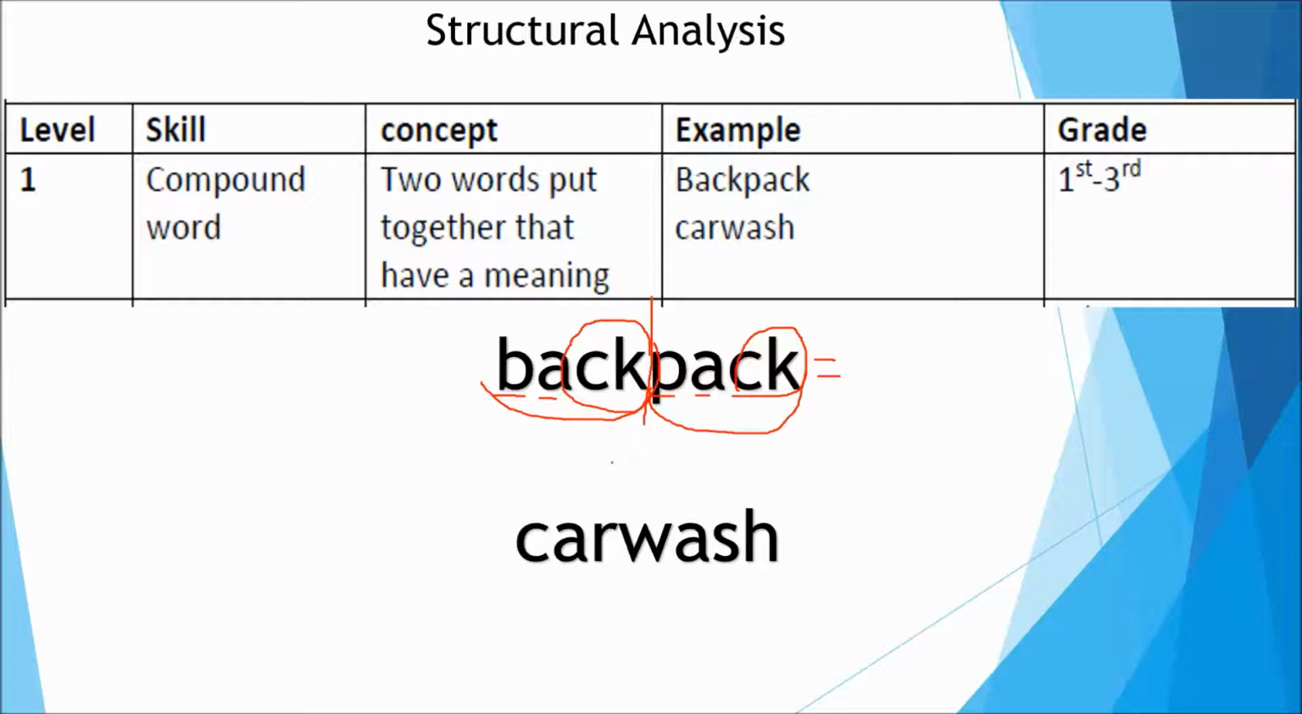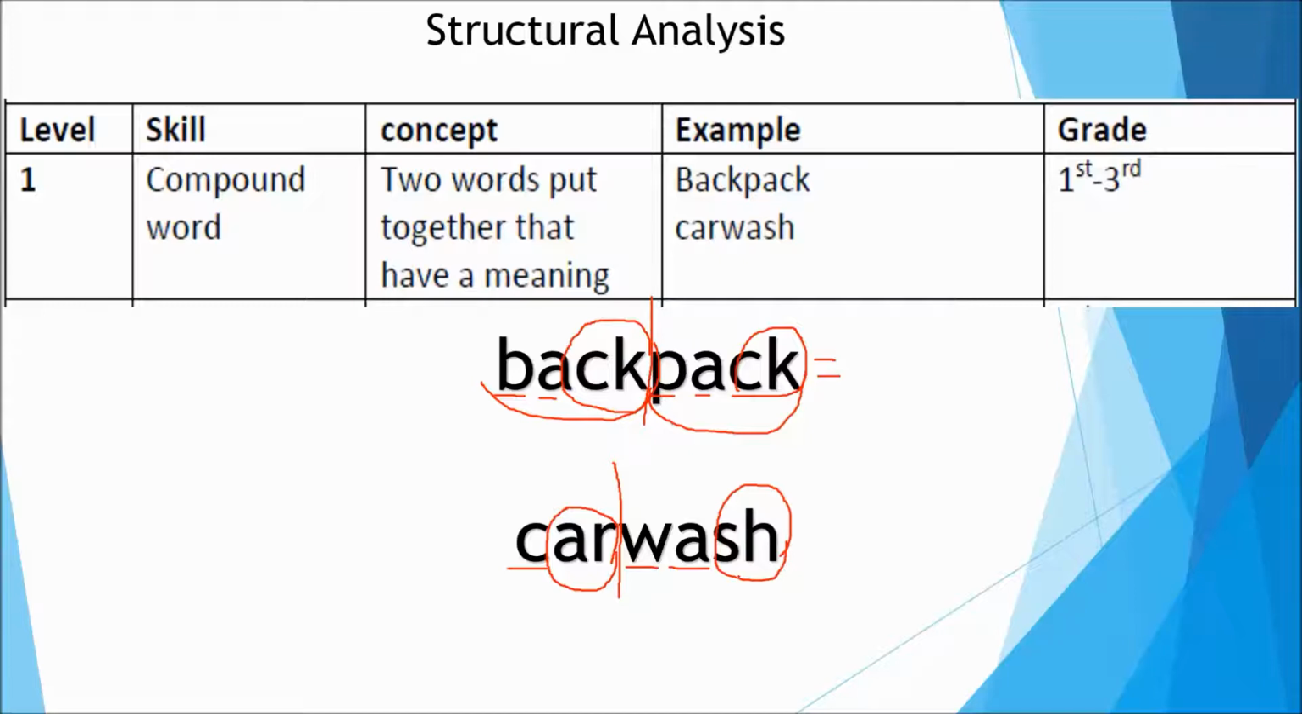Same thing with car wash. In the very beginning, children will learn how to say car, k, and then this right here is a consonant blend, w, a, sh, another consonant blend. And if they can read car and they can read wash, they should be able to determine that a car wash is a place where you wash your car.